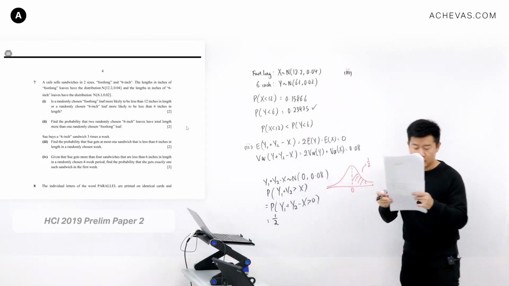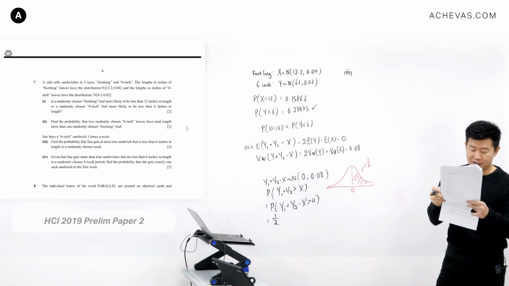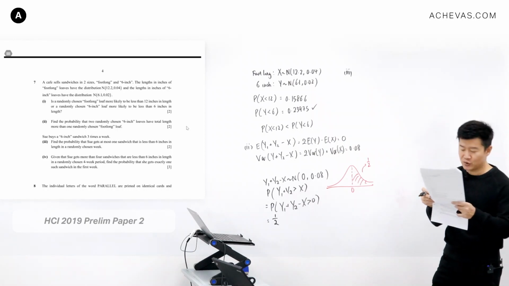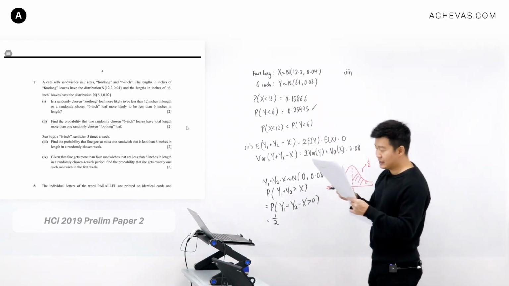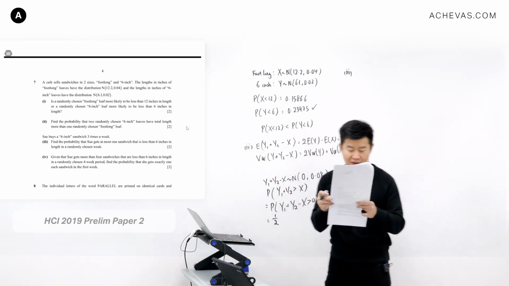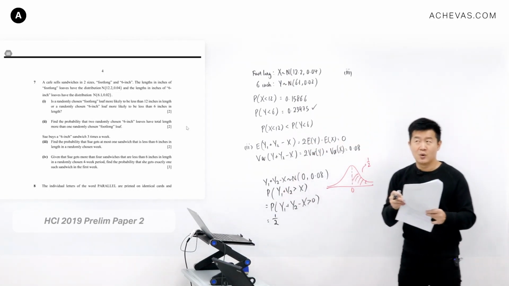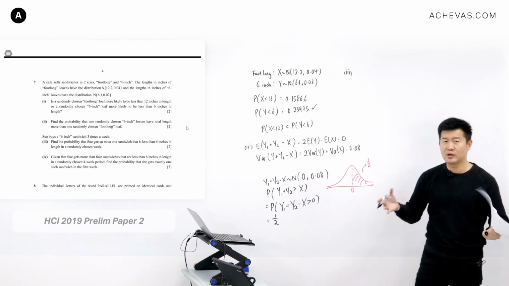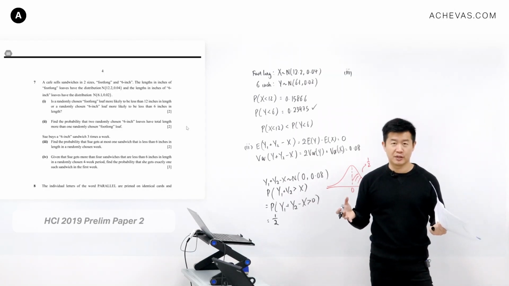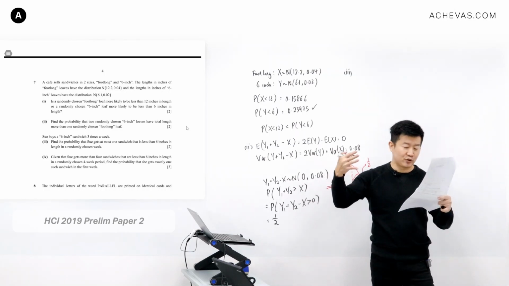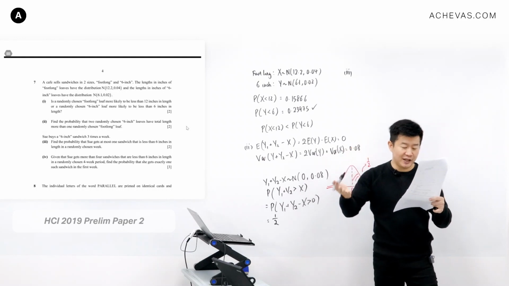7 part 3, Sue buys a 6-inch sandwich 3 times a week. Find the probability that Sue gets at most one sandwich that is less than 6 inches in length in a randomly chosen week. What can we do to this? Why not we try to apply a binomial distribution? Because we are looking at the number of trials as 3.